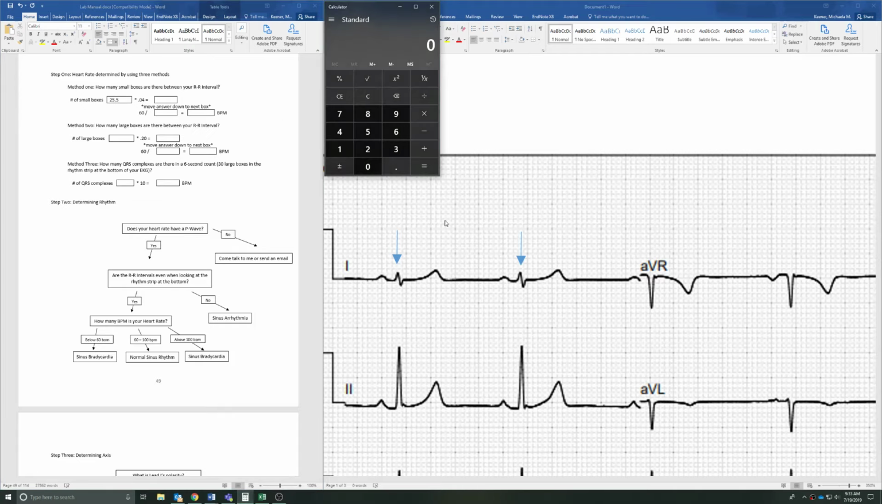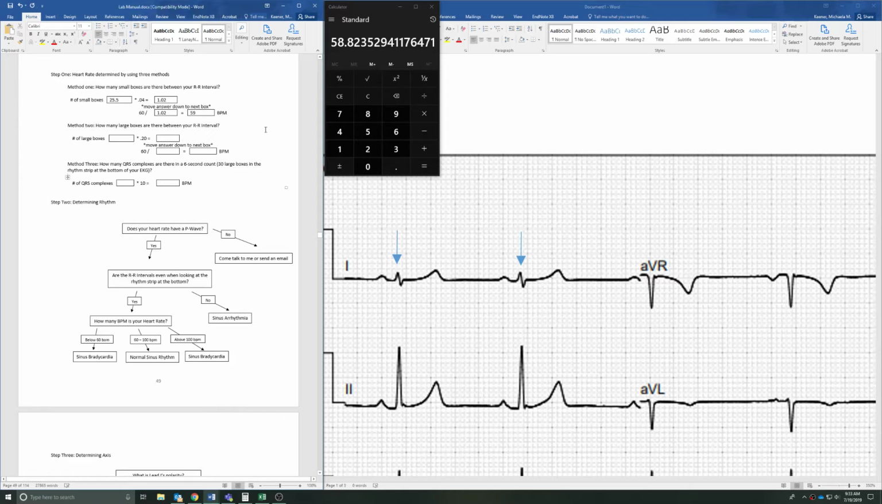And then if I open up a calculator, 0.04 times 25.5, and if I move that answer down as it says here to do, 60 divided by that number is 58.82. We'll round that up to 59. So 59 beats per minute is what we get using the small box. And this is typically going to be one of your more accurate responses depending what kind of rhythm you have. We'll talk a little more about that when we get down to step 2.